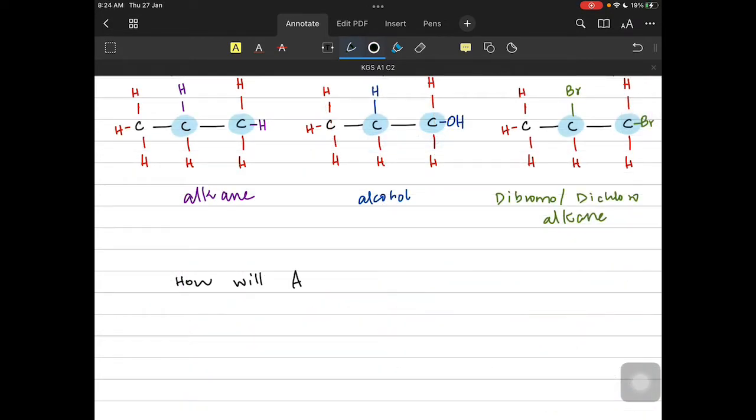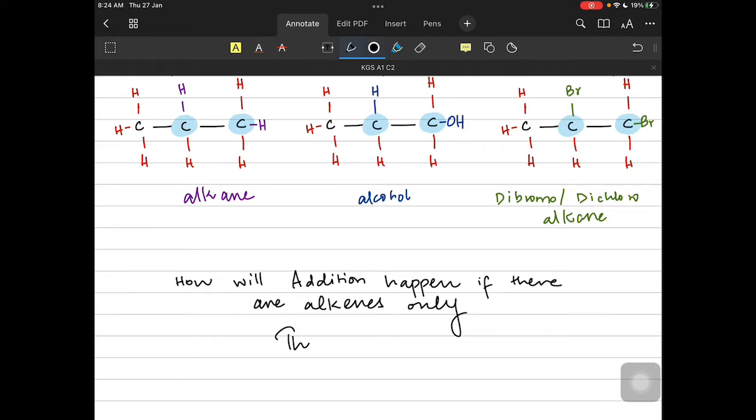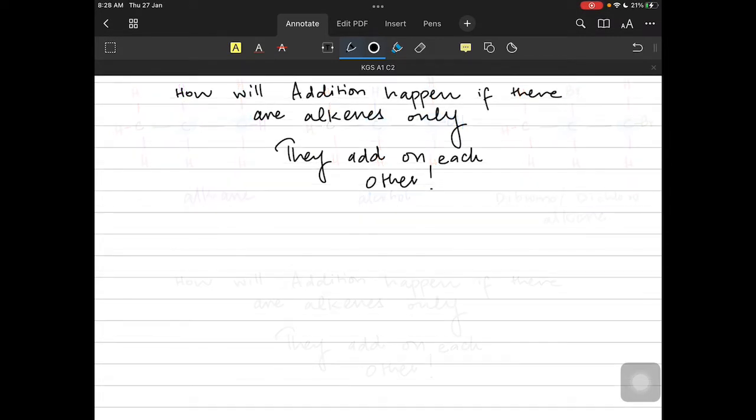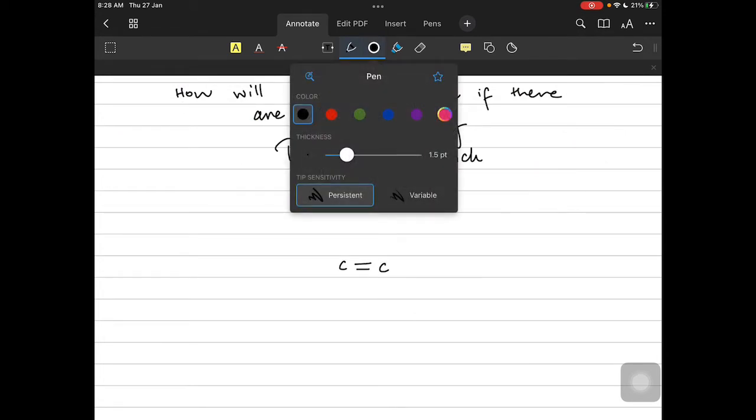Now, how will addition happen if there are alkenes only? Because if there is no hydrogen, there is no steam, there is no halogen, then they add on each other. One alkene molecule will add on the other alkene molecule, and that is addition polymerization.